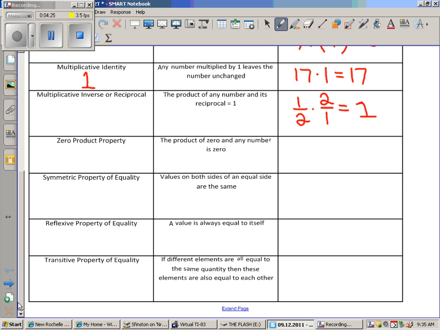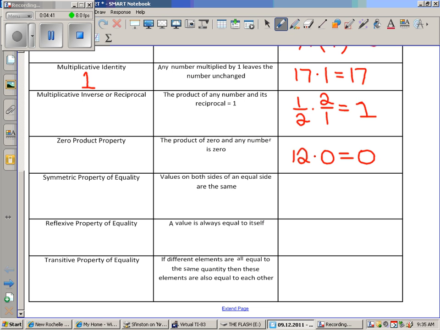The 0 property. So it turns out anytime you multiply a number by 0, what do you get? Piece of cake. Let's do, oh, I don't know, what's today's date? Today's the 12th. 12 times 0 is just straight up 0.